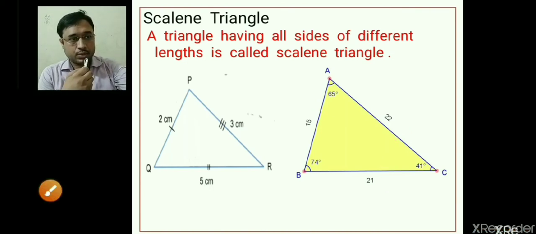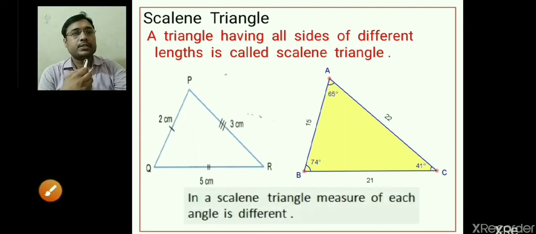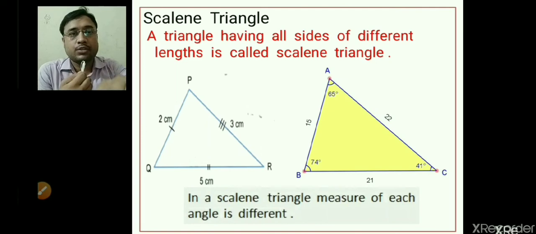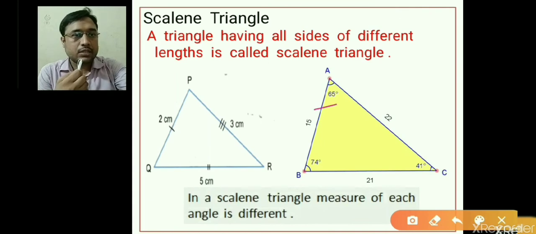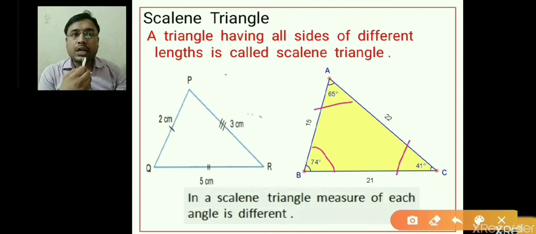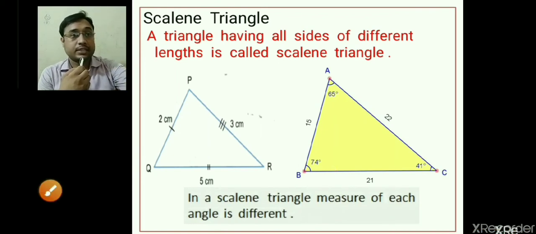And here one interesting point is that in a scalene triangle, the measure of each angle is different. As the side measurements are different, similarly the angle measurements of a scalene triangle are also different. In this diagram you can see this angle is 65 degrees, this angle is 74 degrees and this angle is 41 degrees. So all three angles are different, and all three sides are of different lengths.